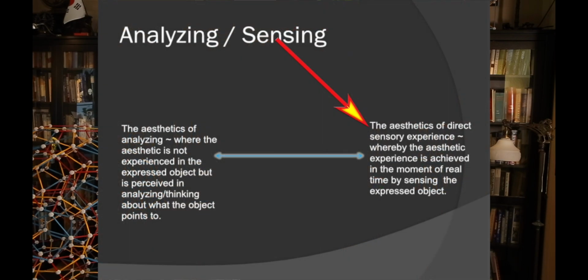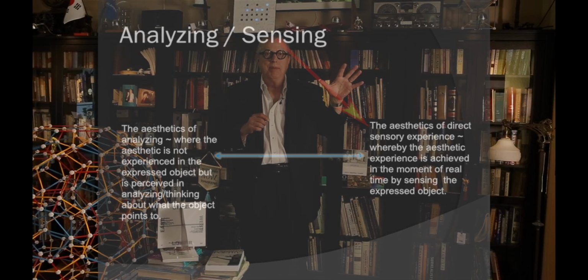So let's look at the axes. So we have an axis that runs north. Let's talk about the axis that runs east and west first. On the west end, we have direct sensory experience. That's real time. The aesthetic comes off of the object. You see it immediately. It's ugly, it's beautiful. You don't have to think about it.